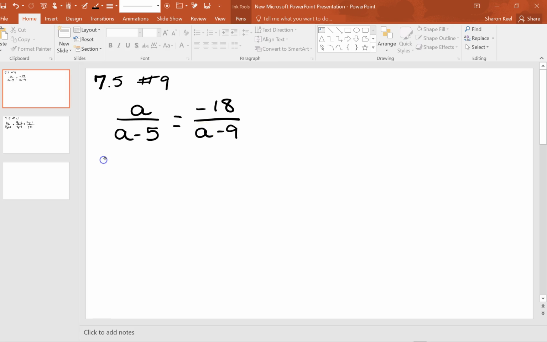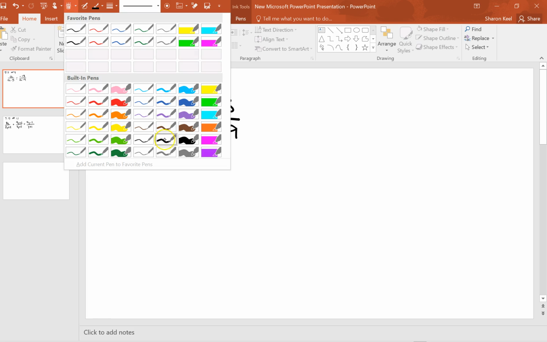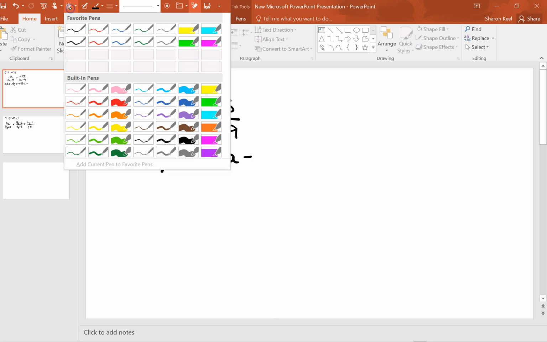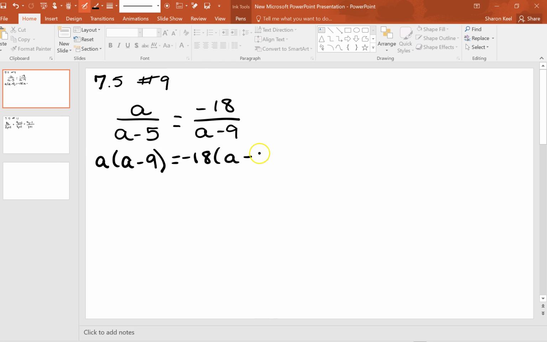So what I'm going to have is A times A minus 9, and then I'm going to have negative 18 and A minus 5. Excuse me, I said 5 and I wrote 15. Hold on a second. Let's fix that. So that would be 5.